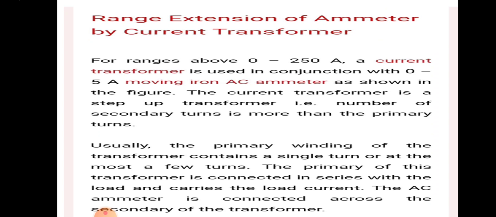Now for ranges above 0 to 250 ampere, a current transformer is used in conjunction with a 0 to 5 ampere moving iron AC ammeter as shown in the figure. The current transformer is a step-up transformer, that is, the number of secondary turns is more than the primary turns. Usually the primary winding of the transformer contains a single turn or at most a few turns. The primary of the transformer is connected in series with the load and carries the load current. The AC ammeter is connected across the secondary of the transformer.